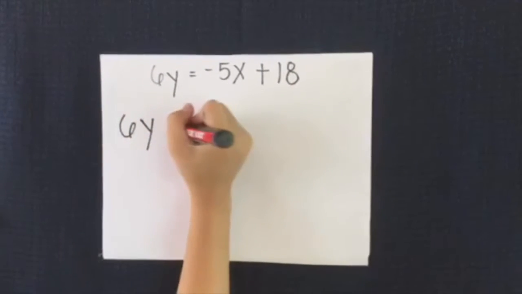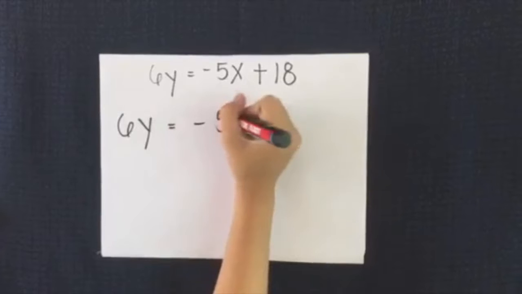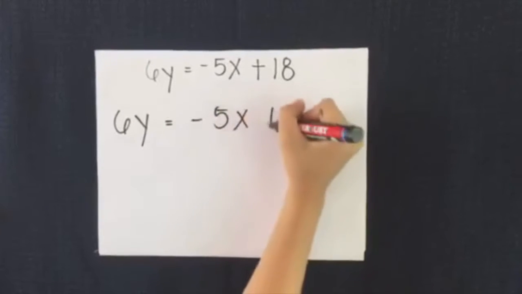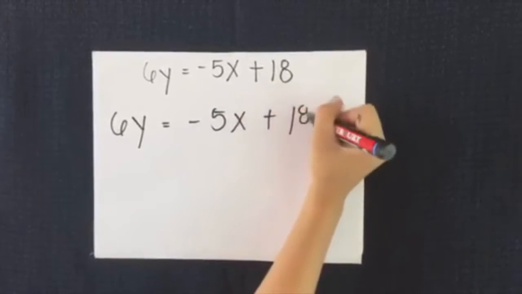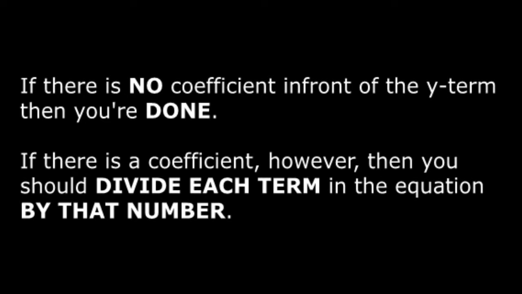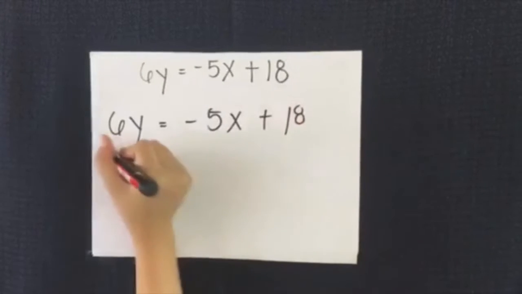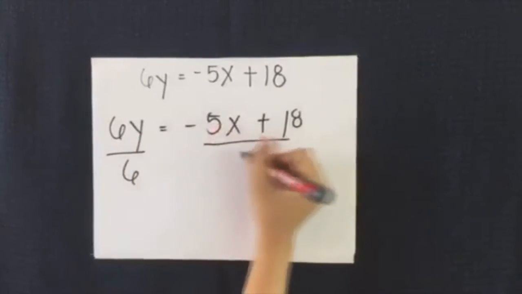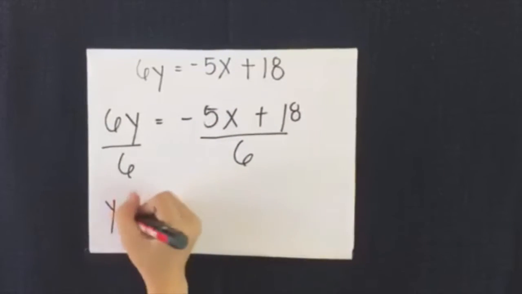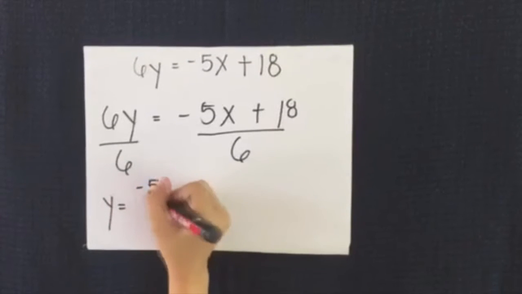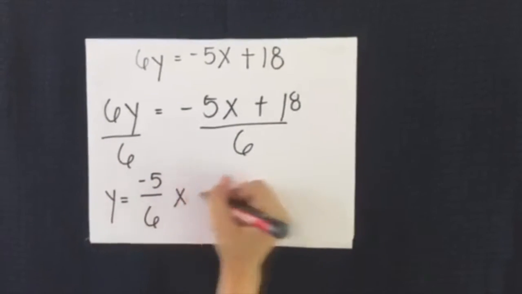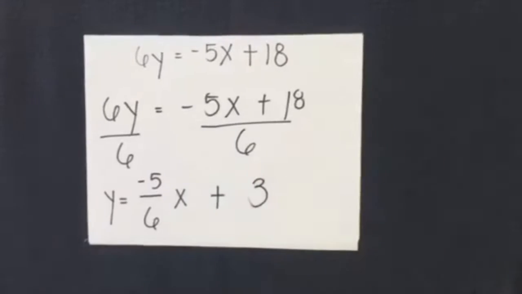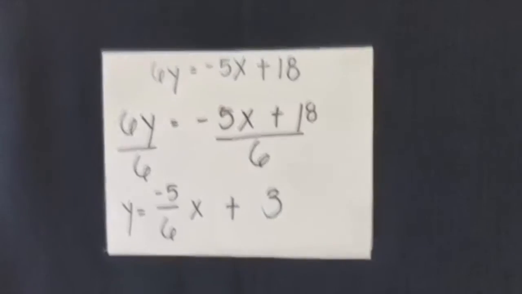Third, divide all of the terms by the y coefficient. The y coefficient is the number in front of the y term. If there is no coefficient in front of the y term, then you're done. If there is a coefficient, however, then you should divide each term in the equation by that number. In this case, the y coefficient is 6, so you have to divide 6y, negative 5x, and 18 by 6 to get the final answer in the slope-intercept form.